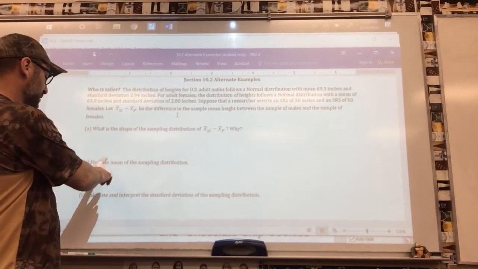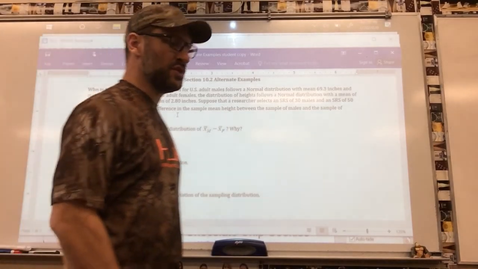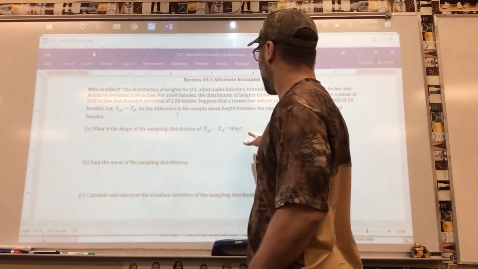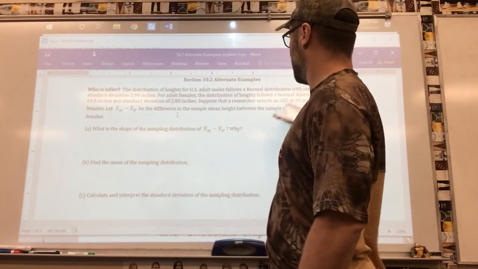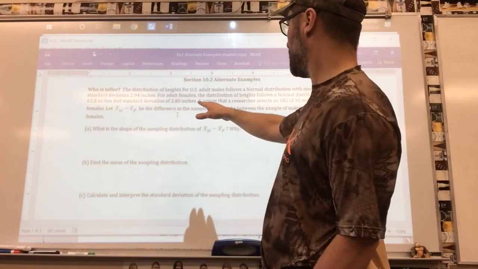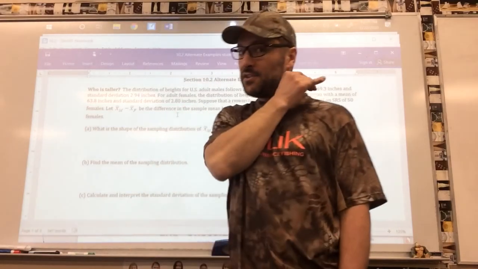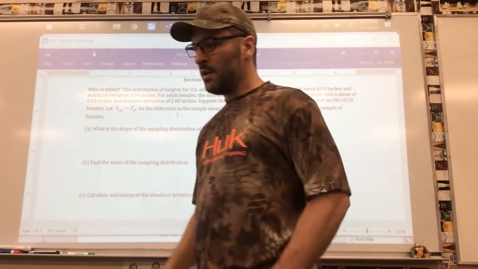Letter B, find the mean of the sampling distribution. The mean is an unbiased estimator, so you simply have to take the 69.3 and subtract off the 63.8, and that should center around the population number.